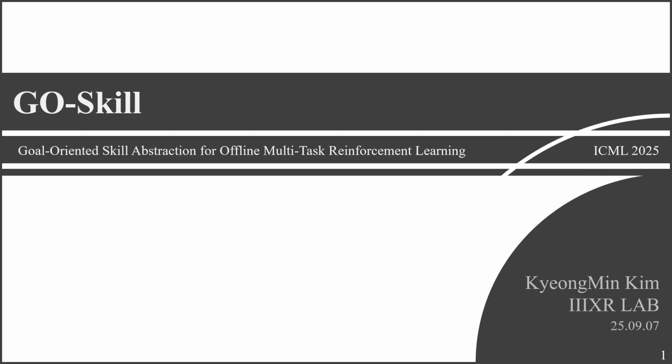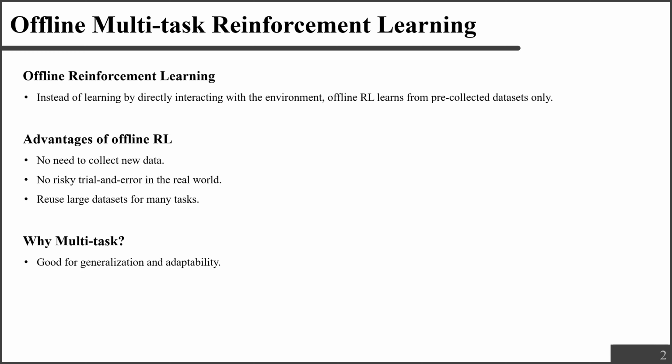Hello, today I will talk about goal-oriented skill abstraction, or GoalSkill, a new approach in offline multitask reinforcement learning. What is offline reinforcement learning? Instead of learning by directly interacting with the environment, offline RL learns from pre-collected datasets only. This is important when online interaction is too costly or risky, such as in healthcare or robotics.